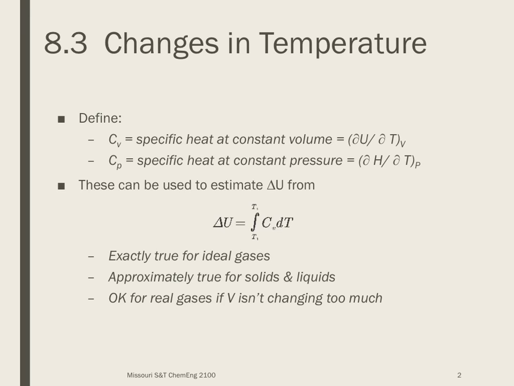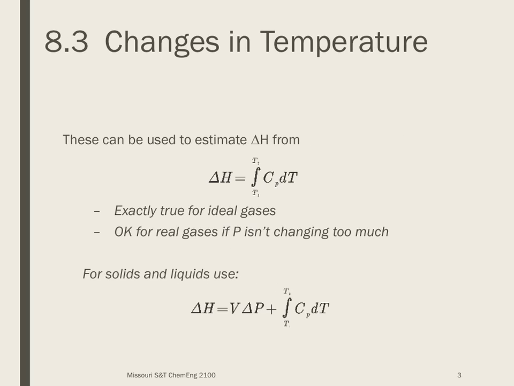In our last lesson we talked about how we can calculate changes in enthalpy and internal energy using specific heat data. In particular, we find that delta U is equal to the integral from T1 to T2 of C sub V dT, where C sub V is the specific heat at constant volume. This will be a true statement for ideal gases. It's pretty close for solids and liquids, and it's not too bad for real gases as long as you don't let the volume change too much.